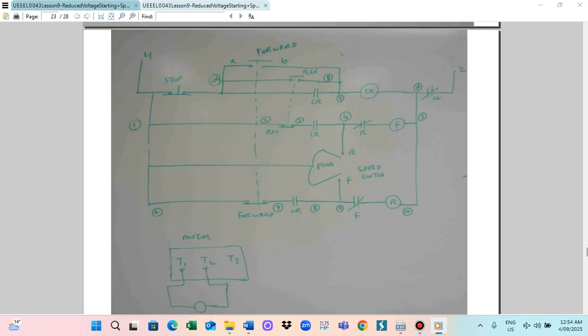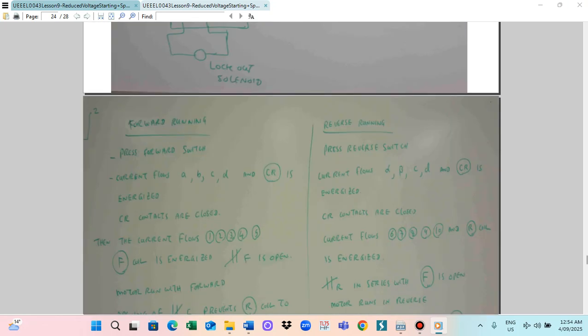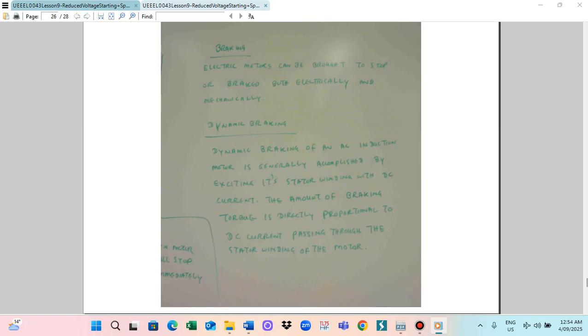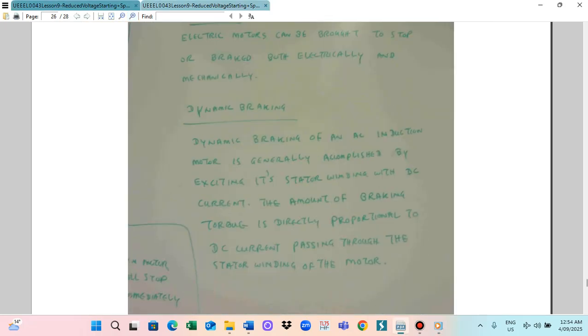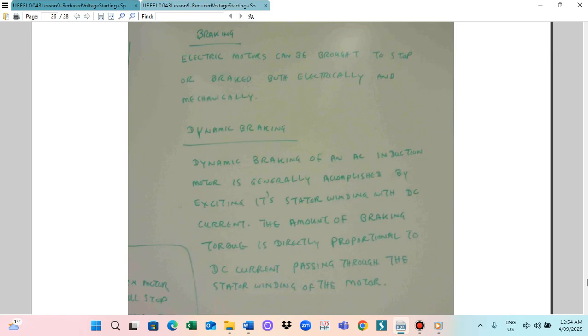So that means we can also use the brake. There are two kinds of brake. One way is the mechanical brake. Mechanical brake means that while the motor is running, the brake shoes grip as a brake at the same time.